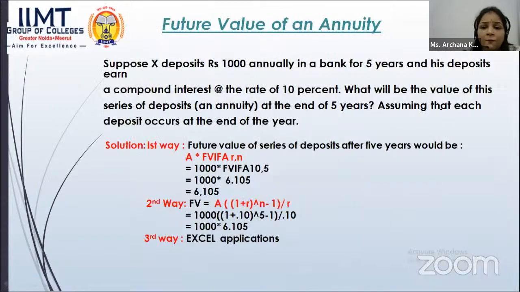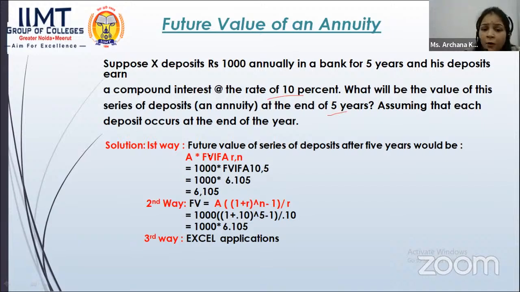Next is the future value of annuity. We have done the case of lump sum. Now we are going to see the case of annuity. Suppose Mr. X deposits rupees 1000 annually in a bank for 5 years and he is going to earn an interest rate of 10%. What will be the future value of the series of deposits at the end of 5 years? Since he is making an investment of 1000 rupees annually, it's a case of annuity. It's a case of annuity certain, right? And the interest rate is 10% and the number of years is 5.